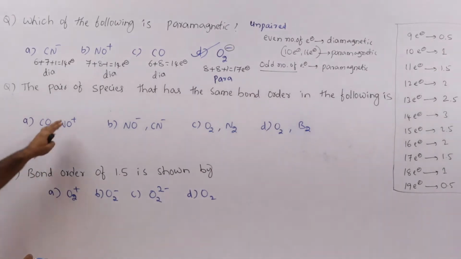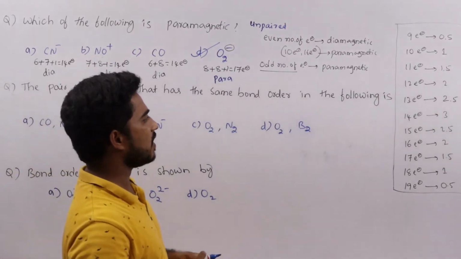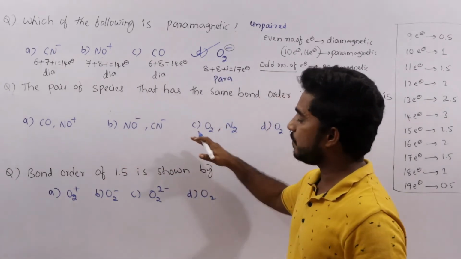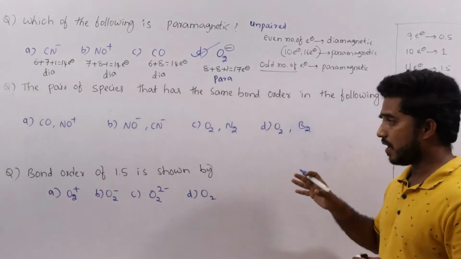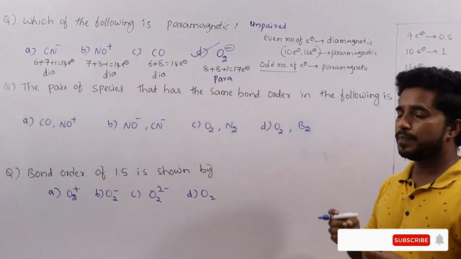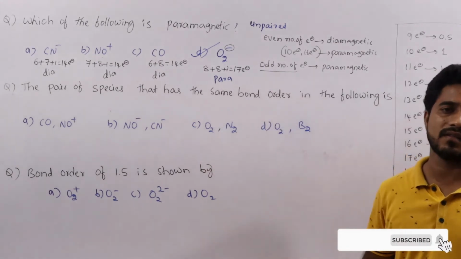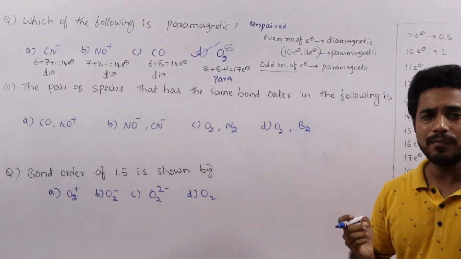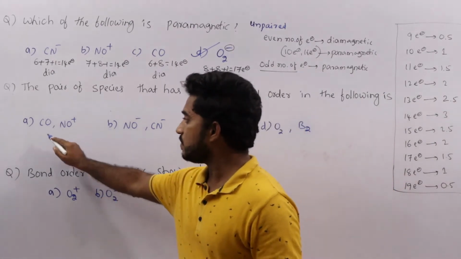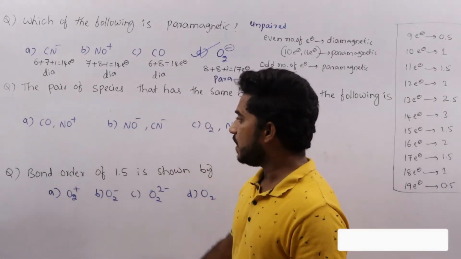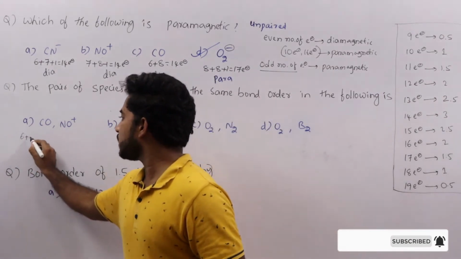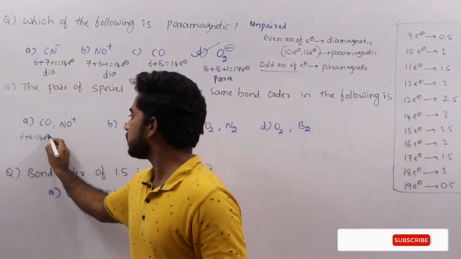Next question: the pair of species that has the same bond order in the following is. Here 4 pairs are given, so which one shows the same bond order? To show the same bond order, the species should have the same number of electrons. For example, CO and NO plus. In CO, how many electrons are present? Carbon 6, oxygen 8, totally 14 electrons.